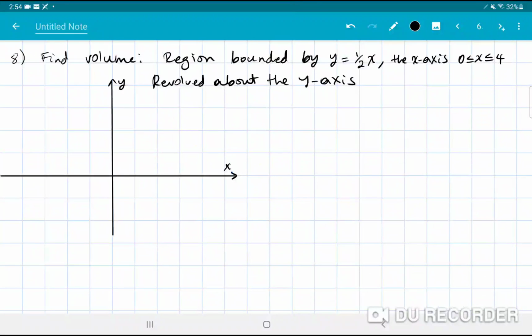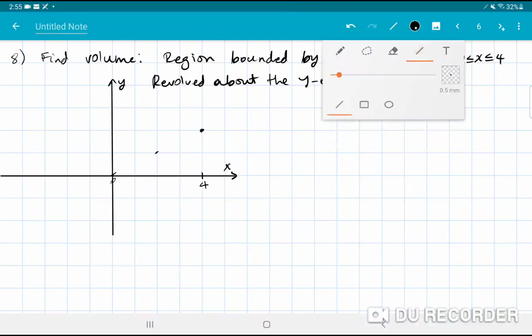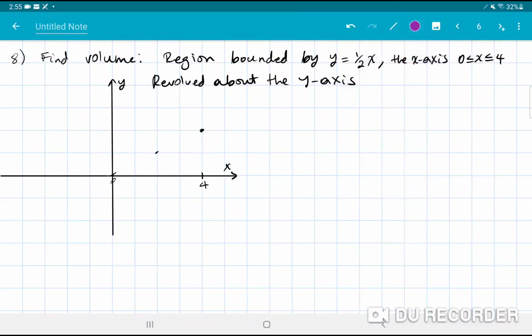The next example is we have the region bounded by y equals 1/2 x and the x-axis from 0 to 4. Let's focus on that first. Y equals 1/2 x from 0 to 4. Here's your 0, here's your 4, and 1/2 of 4 is 2. It's a linear function, y equals 1/2 x. Okay? So the graph looks like y equals 1/2 x.